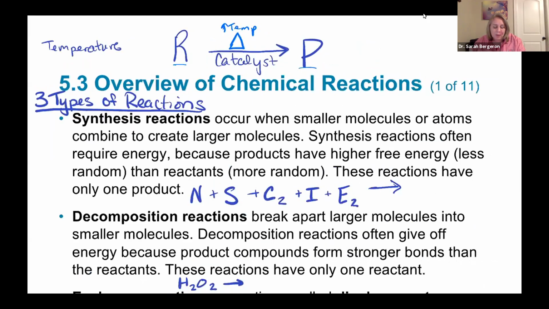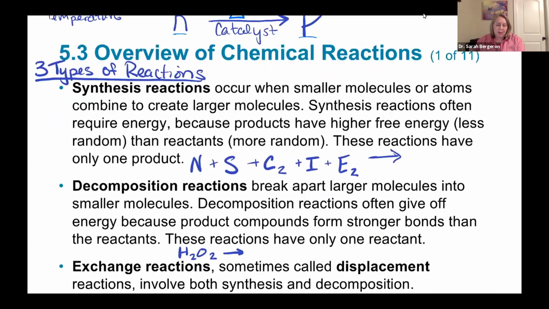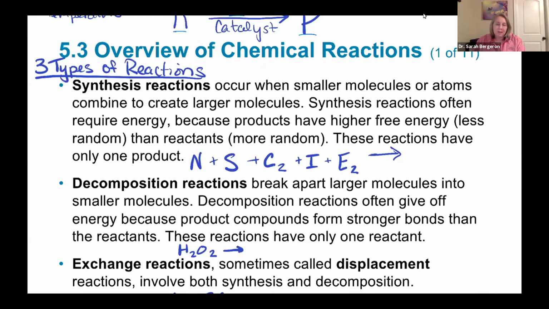Okay, so we're going to talk about 3 different kinds of reactions that occur and that are really important for biology and chemistry. The 3 are synthesis reactions, decomposition reactions, and exchange reactions. We're going to talk about each one in turn and look at some examples.